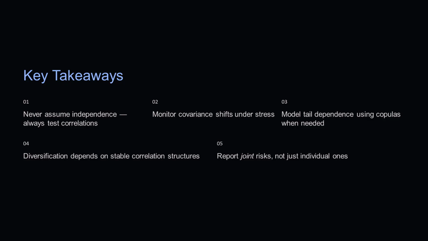And 5. When reporting risk to management, always show not just marginal risk numbers, but joint risk metrics, such as portfolio variance, stress-based conditional losses, or value at risk that captures co-movement. These insights will elevate your risk analysis from basic measurement to real risk understanding.